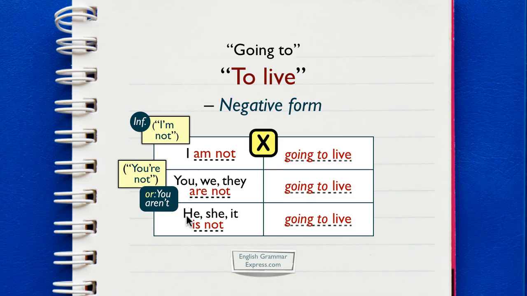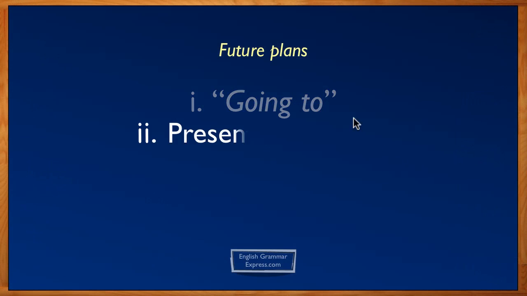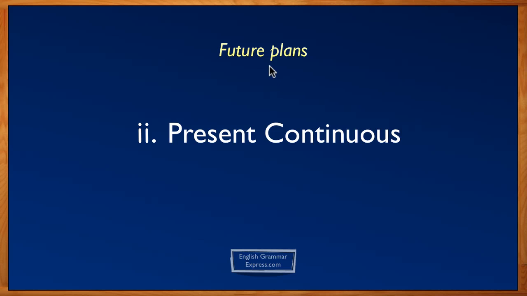And for the third form, he, she, it, we would say, he's not going to live, or she's not. Equally, we could say, he isn't going to live. She isn't going to live. It isn't going to live. So that's going to.